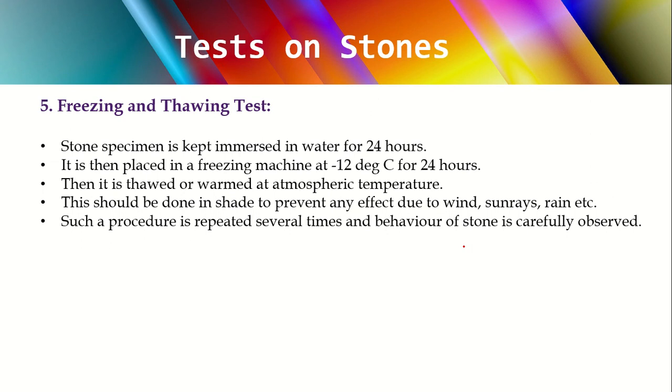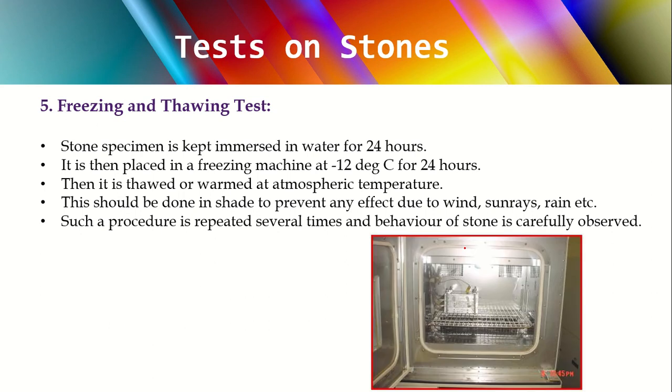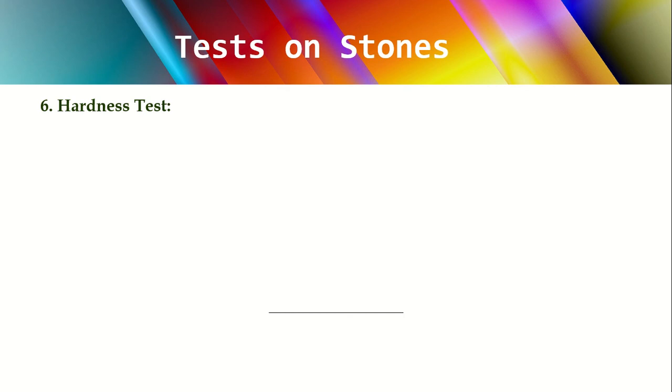Okay, so once you are leaving it to get warmed up to room temperature, you can observe the behavior of the stone. Once it was in the freezer, how is it behaving, and once it came out, how is it behaving. Any change in the behavior, any shrinkage, any expansion, any color changes, all you can note down. Okay, so this is what we can do from a freezing and thawing test. So you can see in the diagram you have a freezer.